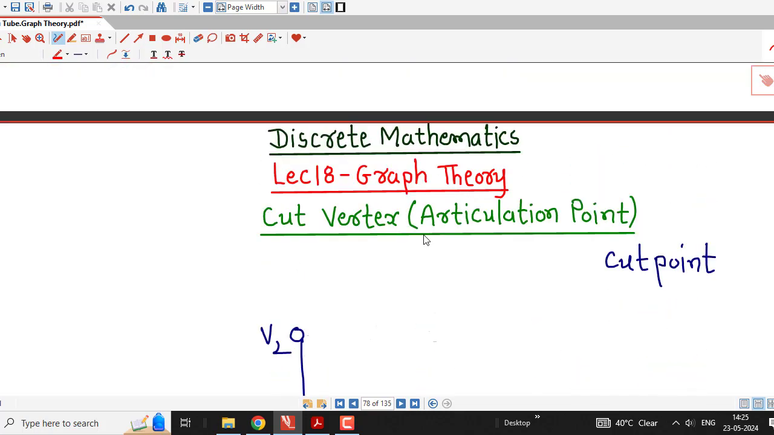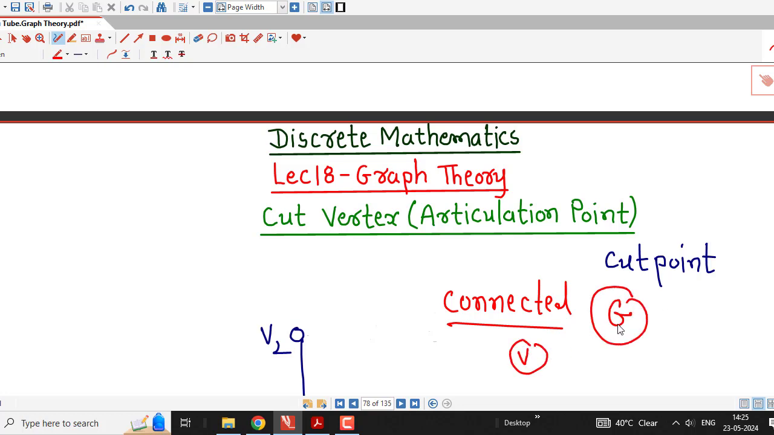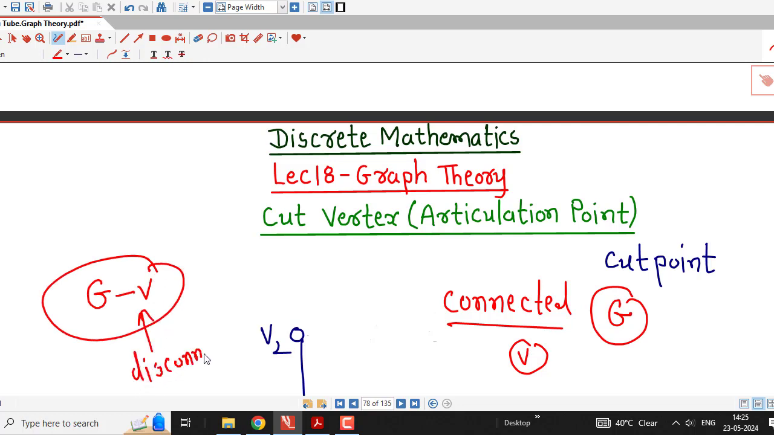So remember, if we have a connected graph, say G, and V is a vertex of G, now if we remove vertex V and all edges incident with V, then we obtain this subgraph G minus V. If this subgraph is disconnected, then this vertex V is called a cut vertex.